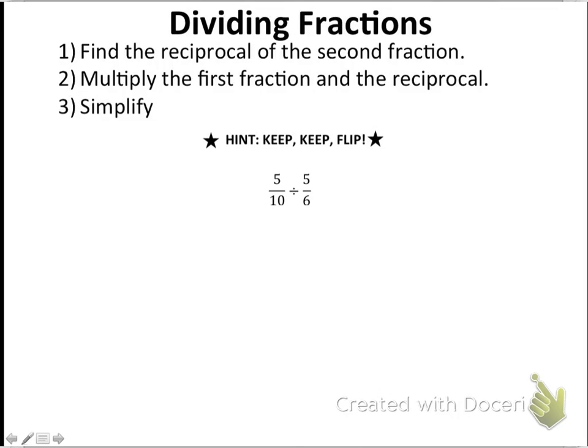Now we can talk about dividing fractions. Our first step is to find the reciprocal of our second fraction. Our second step is to multiply the first fraction and the reciprocal, and the last step is to simplify. My hint to help you remember this is keep, change, flip. There is a mistake on your guided note and in here. This should be keep, change, flip. Please fix that on your note. It's like keep, change, but in this situation we're doing keep, change, flip.